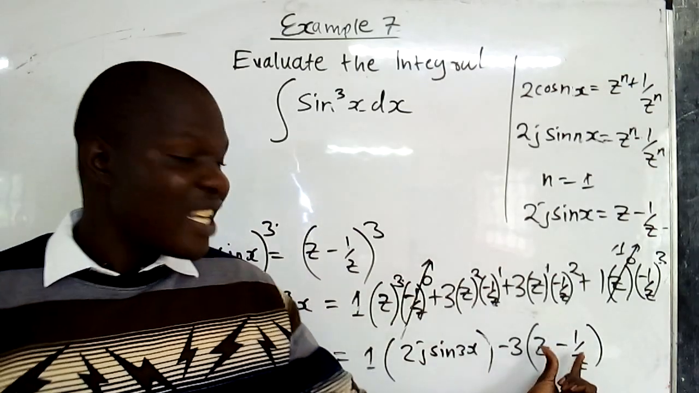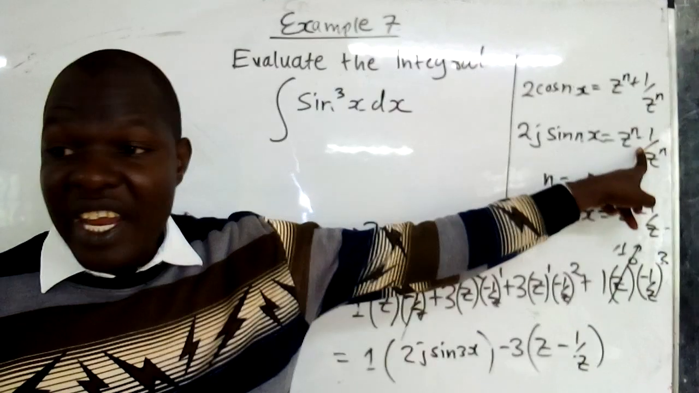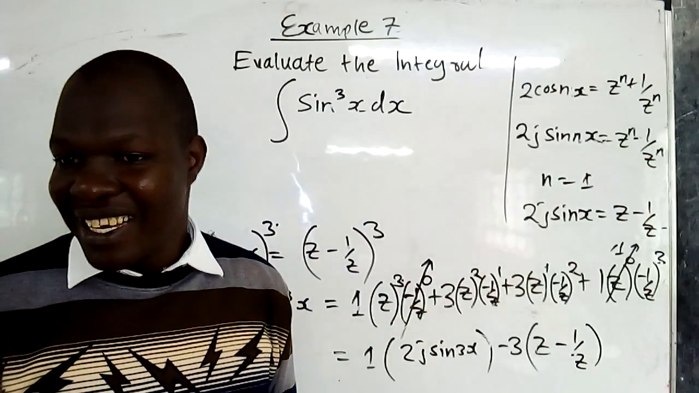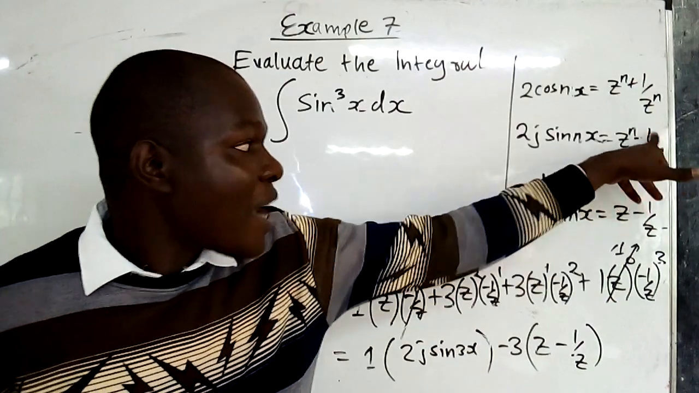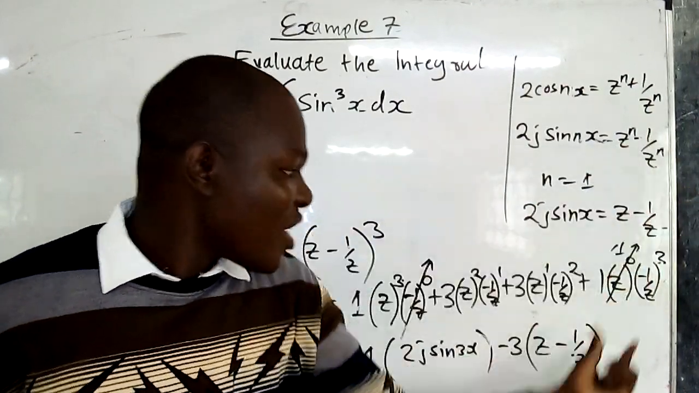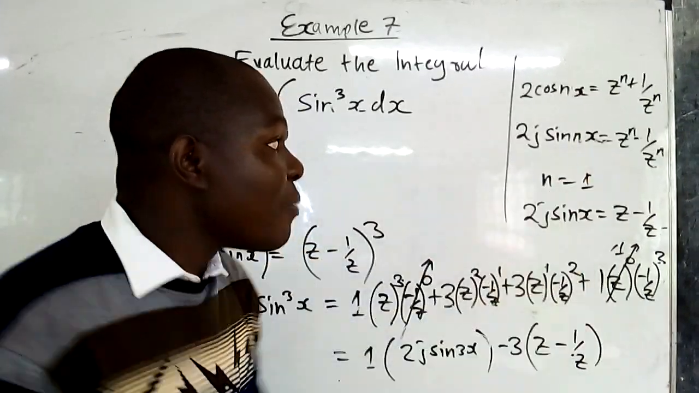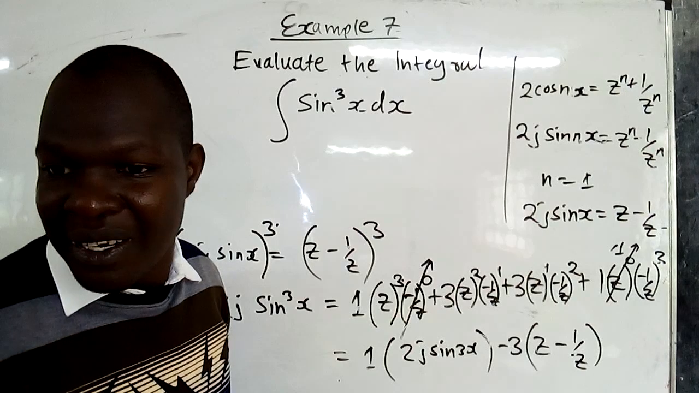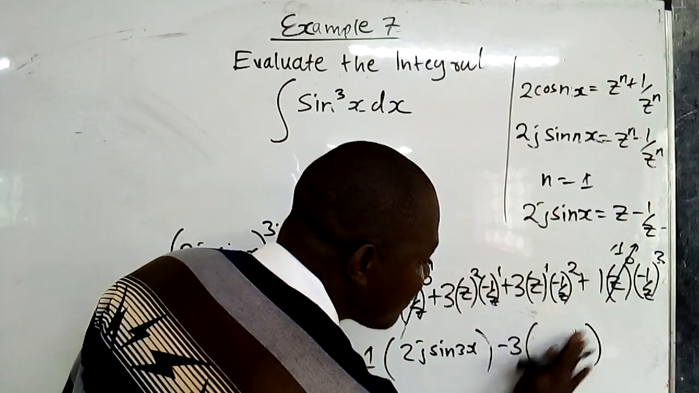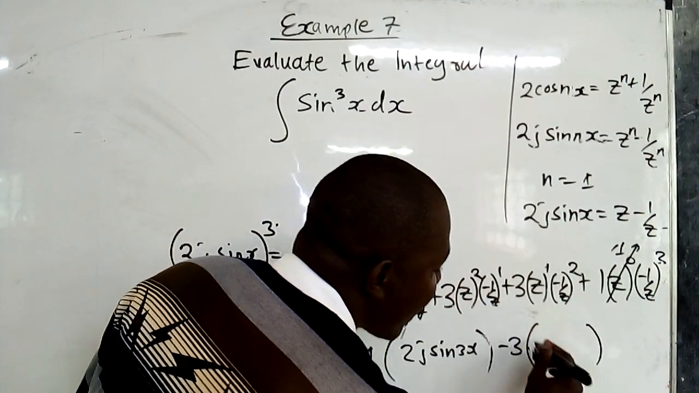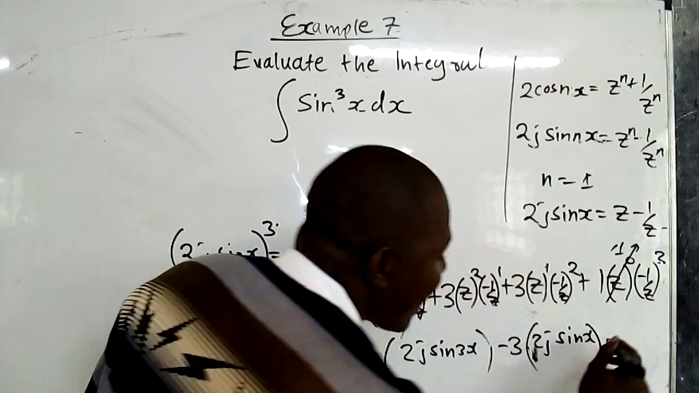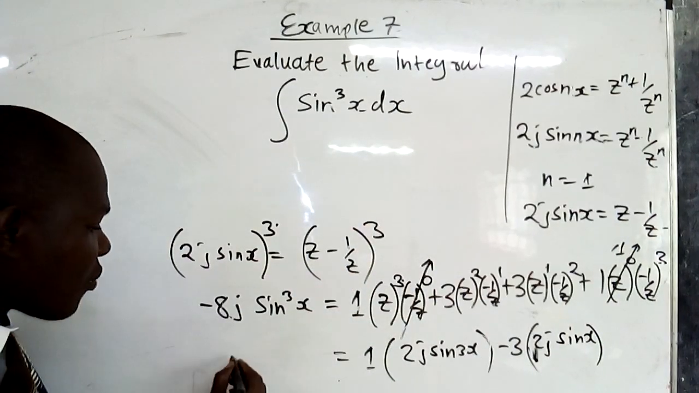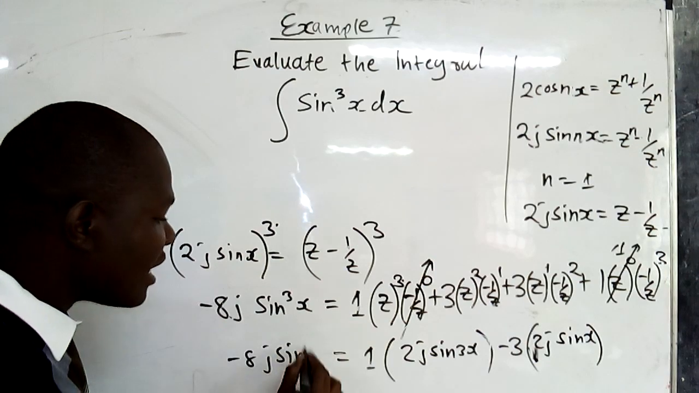Then look at this. z minus 1 over z is the same as what? Where you have the negative, it means n is 1. Are you seeing? z raised to power 1 minus 1 over z raised to power 1 is z minus 1 over z. Meaning where the z is, you put 1. Meaning it is the same as 2j sine x. Are you seeing the scenario? Yes. It is the same as 2j sine x. So you can see, this side of the equation we have negative 8j sine cube x.